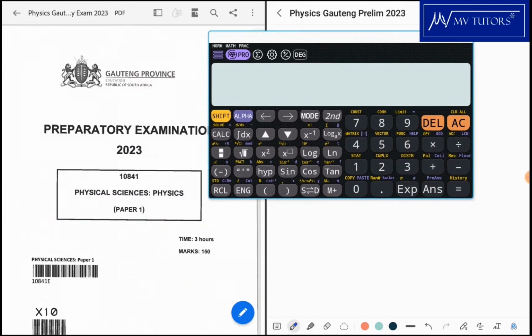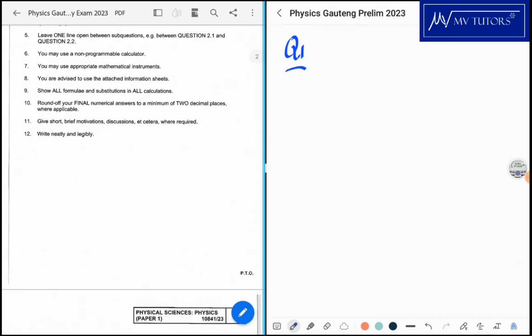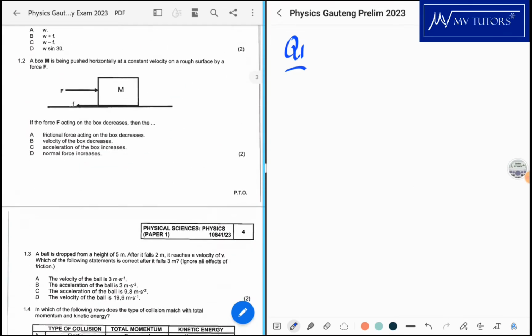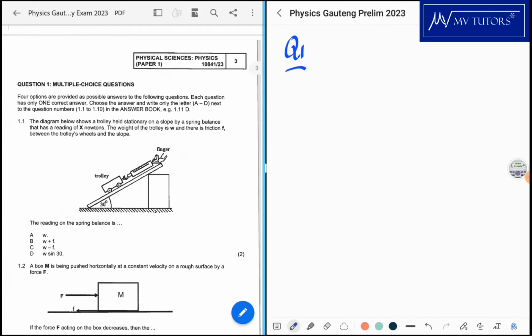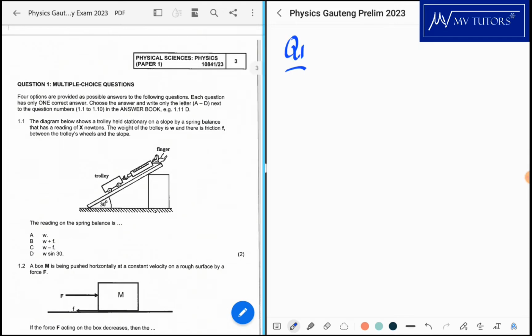If we take that 3 hours and convert it to minutes, we have 180 minutes divided by the marks. We see that we need to spend at most 1.2 minutes per mark. Now we're going to look at question 1, which counts 20 marks. So how long should we be spending? We should be spending 24 minutes. Anything more than that, we move on.